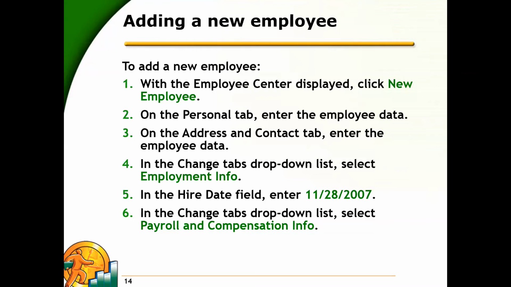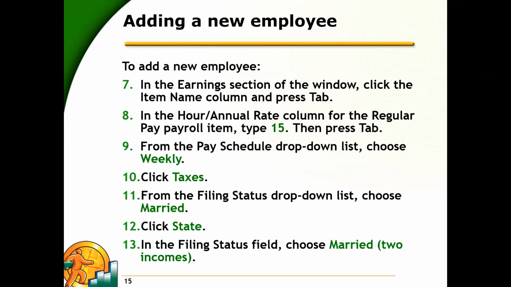In the change tab drop-down list, select payroll compensation info. In the earnings section of this window, click on the item name and column and press tab. In the hour and annual rate column for the regular pay payroll item, type 15 and then press tab. Now again, these codings relate to specific payroll schedules that you have, and conversely, the payroll type rate dictates the rate that the employee is being paid at. You can go ahead and set these up for each individual employee, or you can have group codings that will enable you to establish what's known as class coding relating to specific individuals.